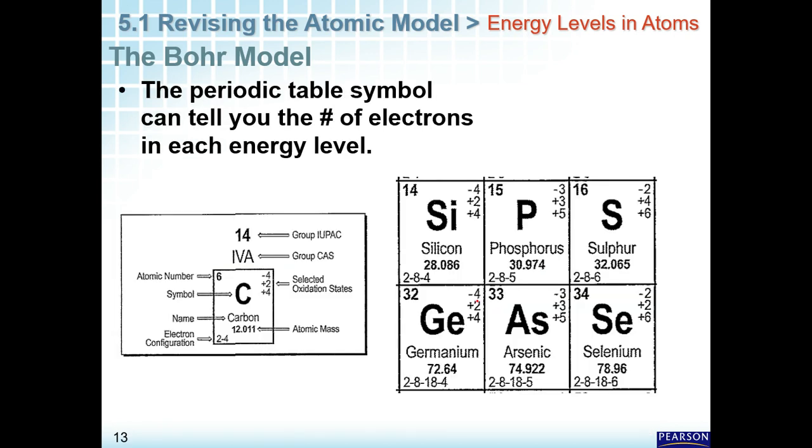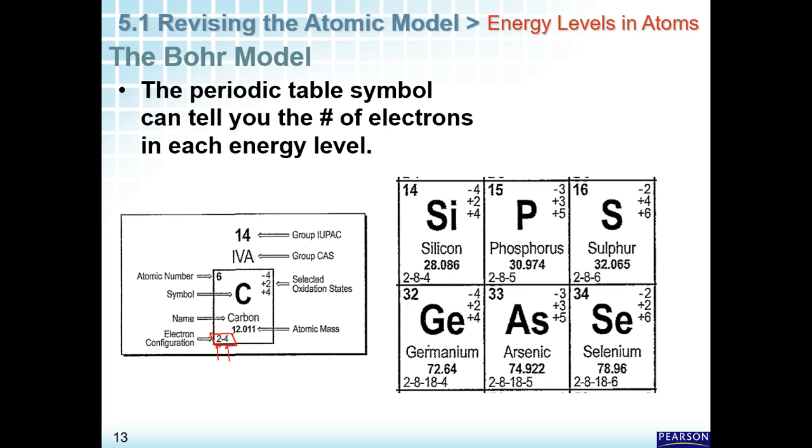The periodic table symbol also helps tell you the number of electrons in each energy level as well. And I took these screenshots out of your textbook to show you this. Here on the bottom, it says electron configuration. This tells me that carbon, which has 6 electrons, has 2 of the electrons in the first energy level and 4 of the electrons in the second energy level.